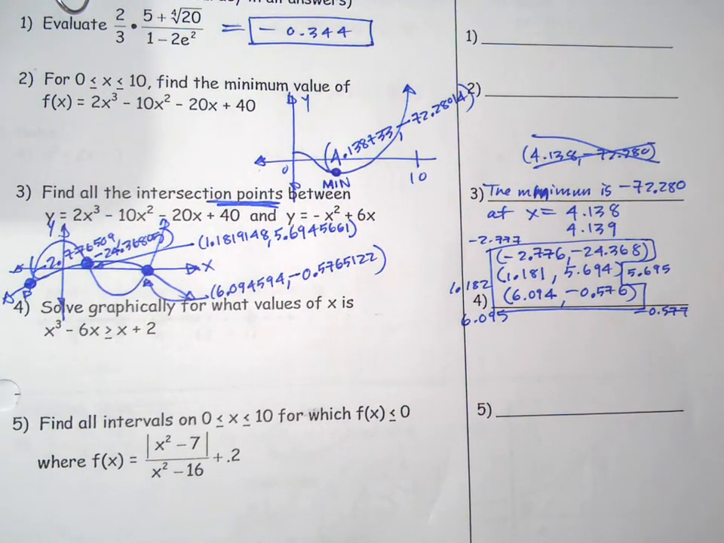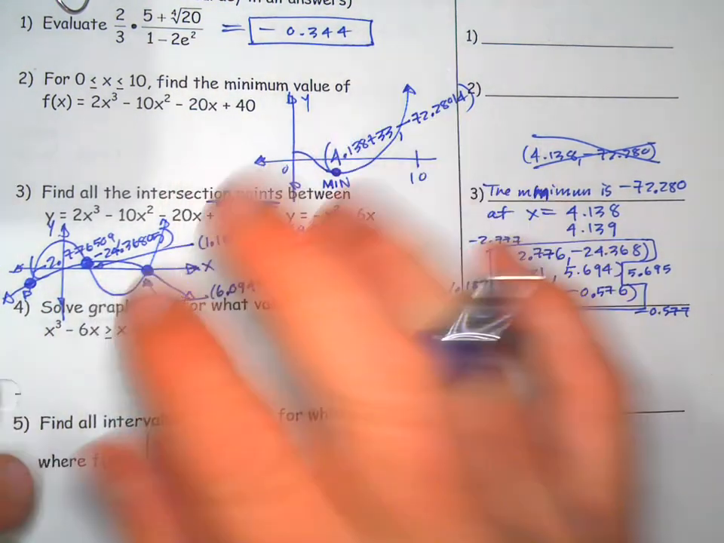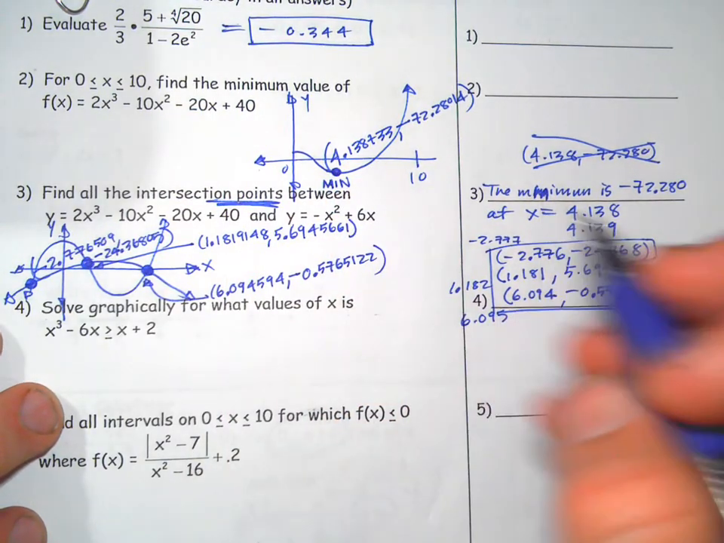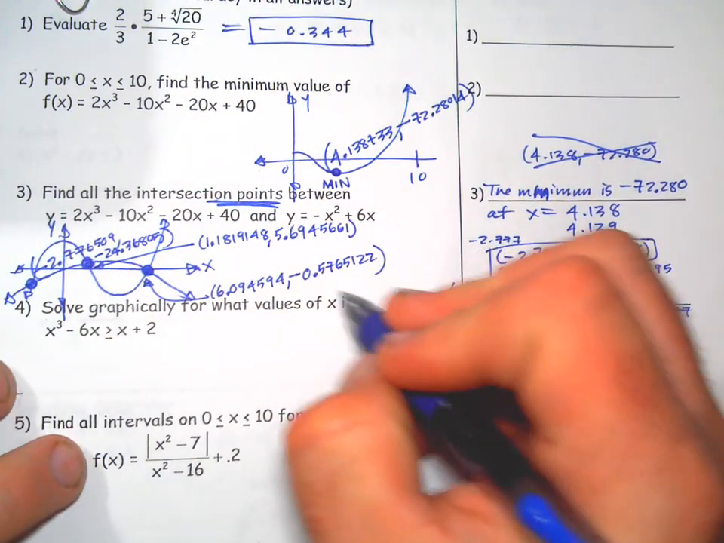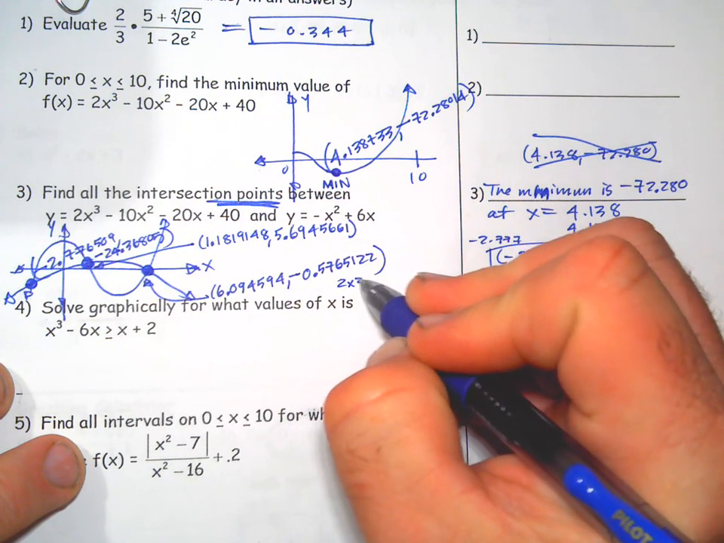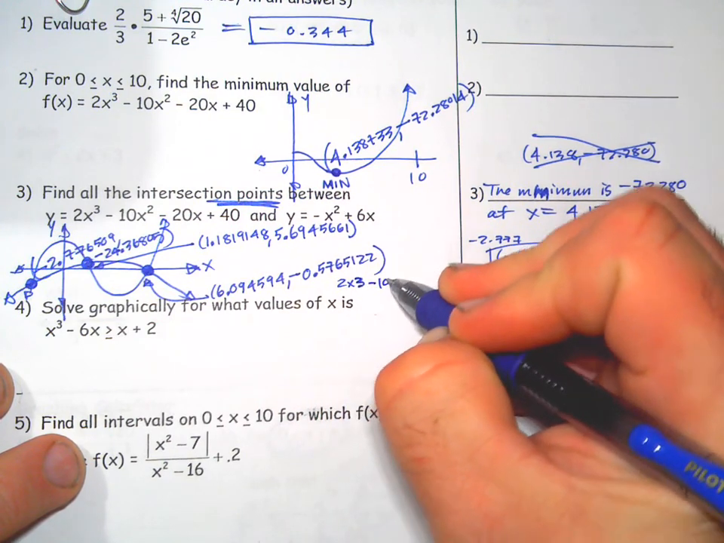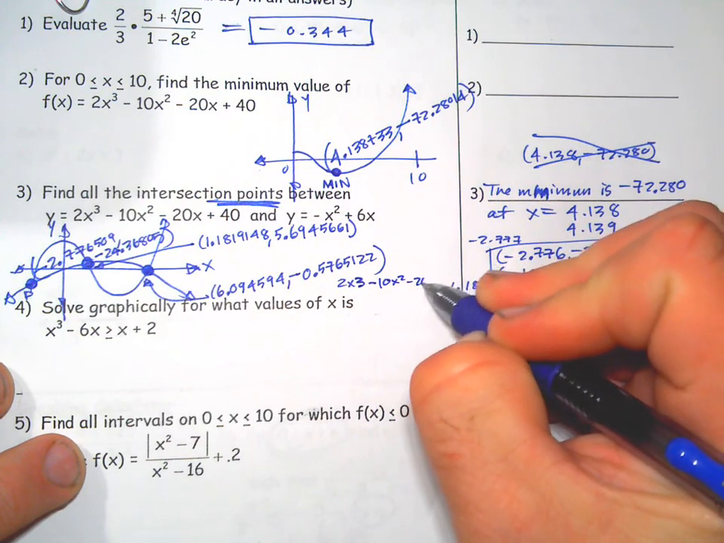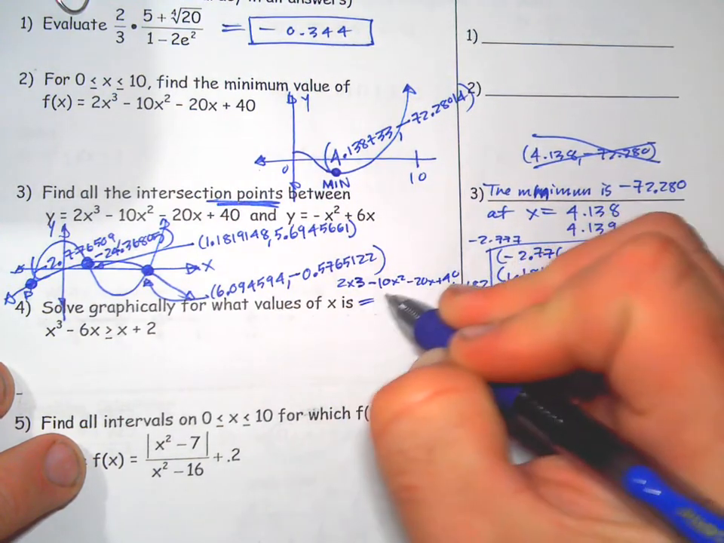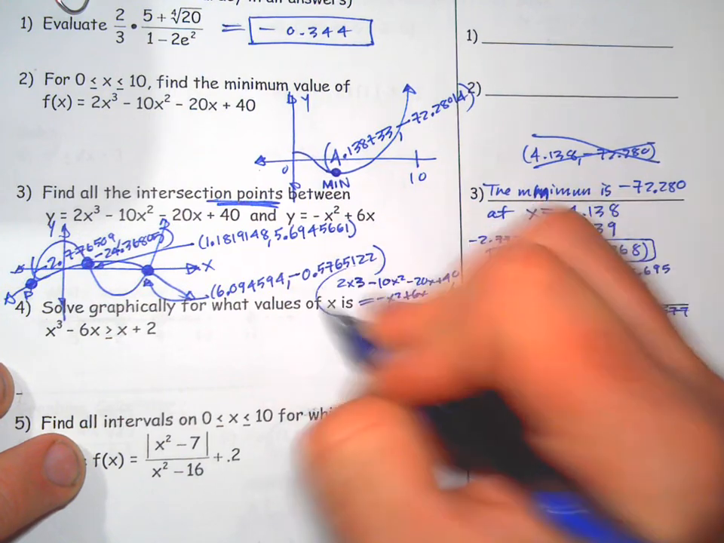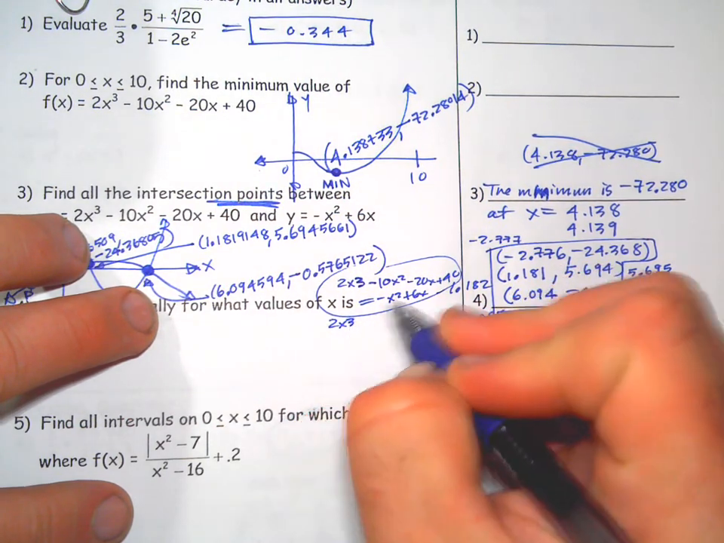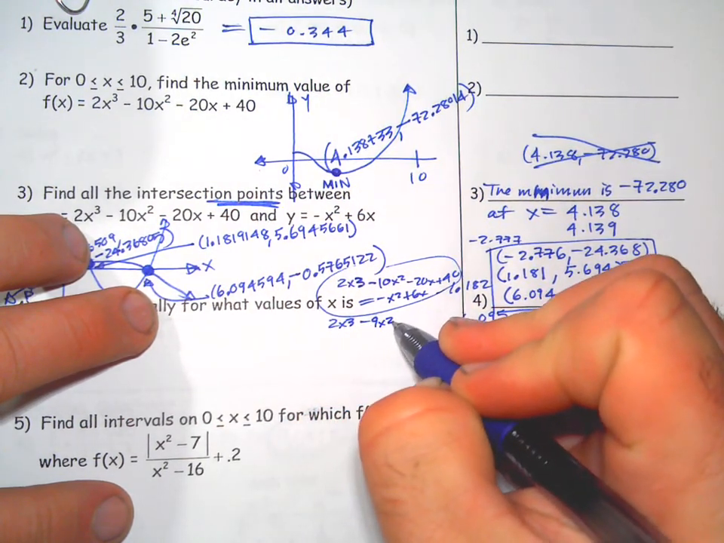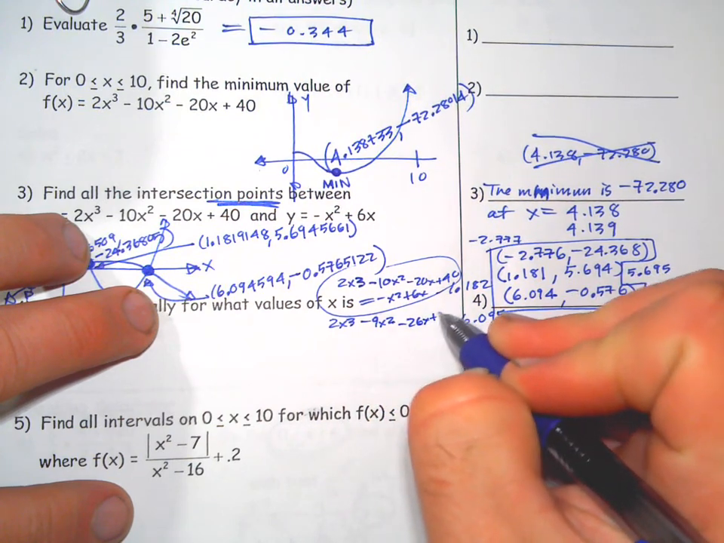Now, just to throw something interesting at you, and in the future, I think this will actually be better. These graphs weren't too bad, but it was getting a little crazy. And here's a way to make it easier. When you're trying to find where these intersect, you're really setting the equations equal to each other. So if you were to do that, you'd say, okay, if you're trying to solve this by hand, you'd set the equations equal to 2x cubed minus 10x squared minus 20x plus 40 equals negative x squared plus 6x, and then you'd solve this. Now, if you were to solve this by hand, you'd move everything to one side equals 0. You'd do 2x cubed minus 9x squared minus 26x plus 40 equals 0.